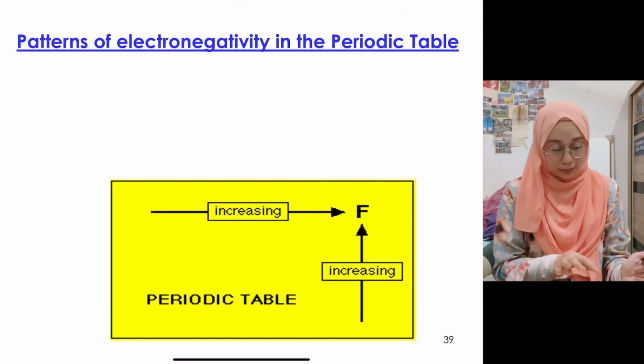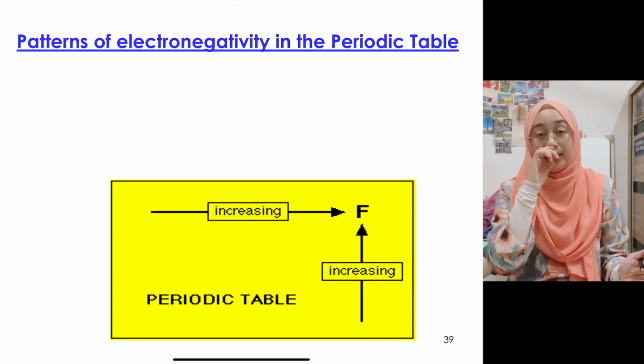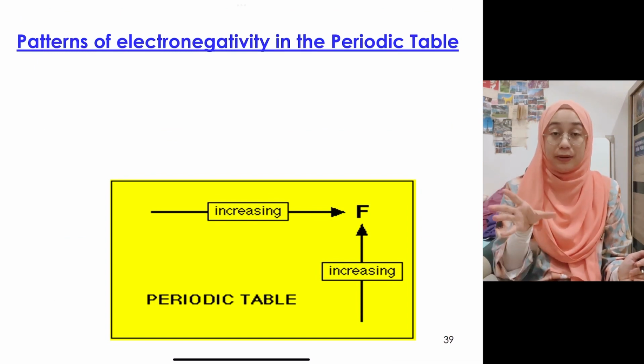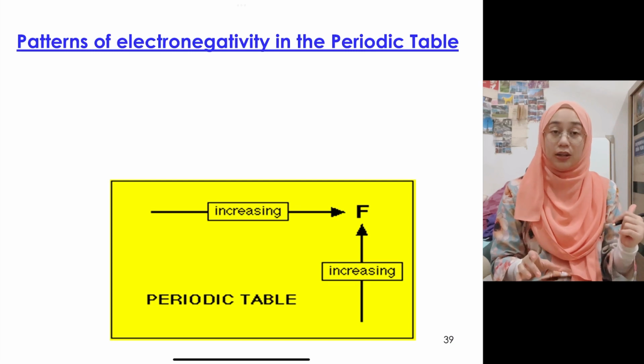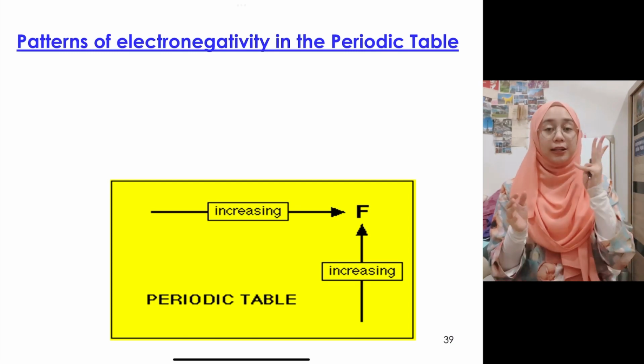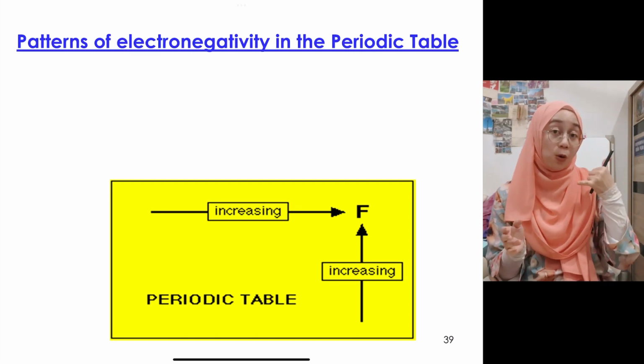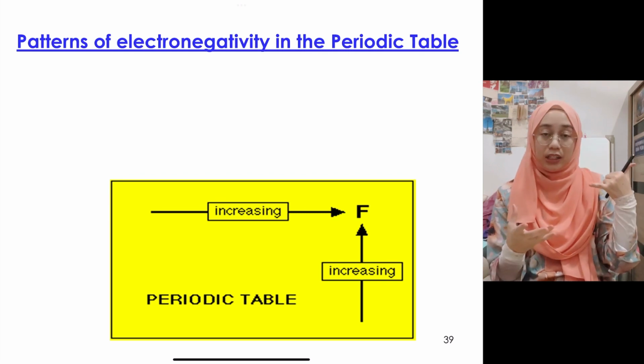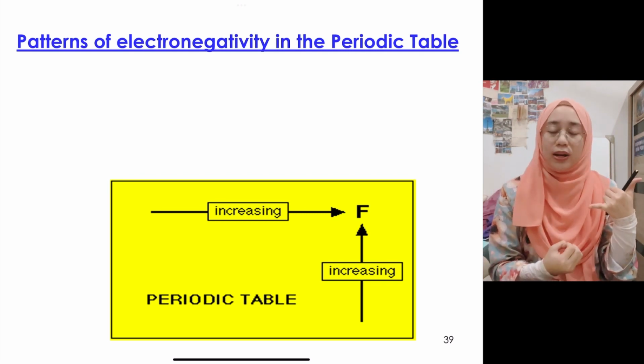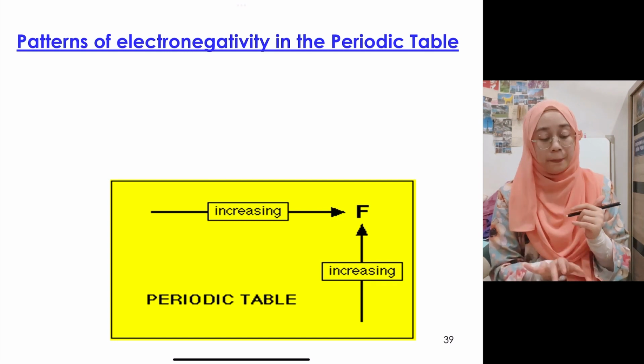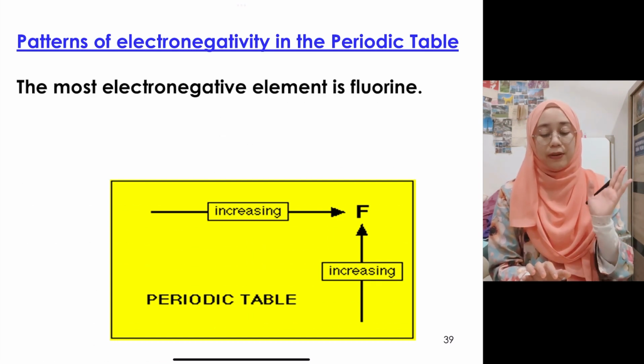Okay, so patterns of electronegativity in periodic table, kalau kita revise balik benda yang kita dah belajar in previous chapter. Okay, basically by now you should know that the three most electronegative atoms are nitrogen, oxygen and fluorine. Okay, and paling electronegative pula daripada tiga tu is fluorine. Okay, so the most electronegative element is fluorine.